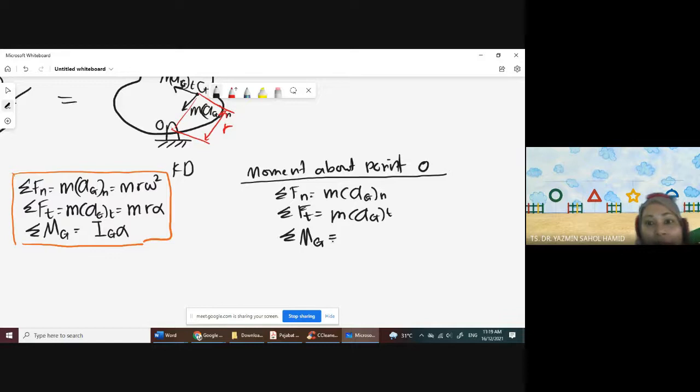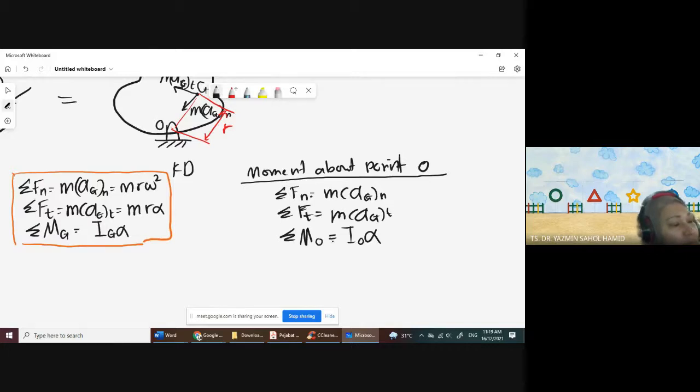You need to take moment at I O alpha. So when you take at a different point, what is the formula considered? Sorry, this needs to be changed, not m a G. It should be moment at O, because you can take moment at many points: point O, point A, point B, point C, depends on the question. So the formula for taking moment at point O is different. You need to use this formula.